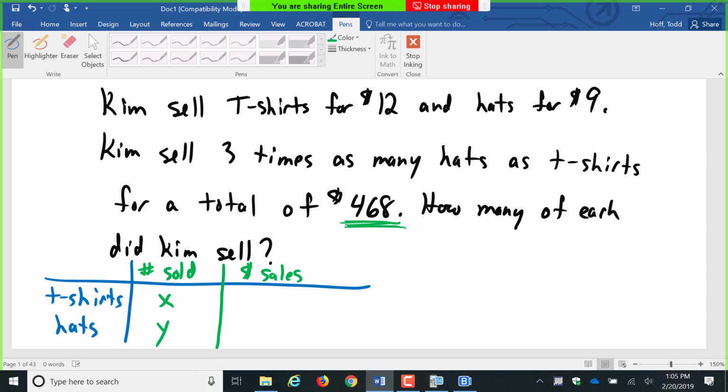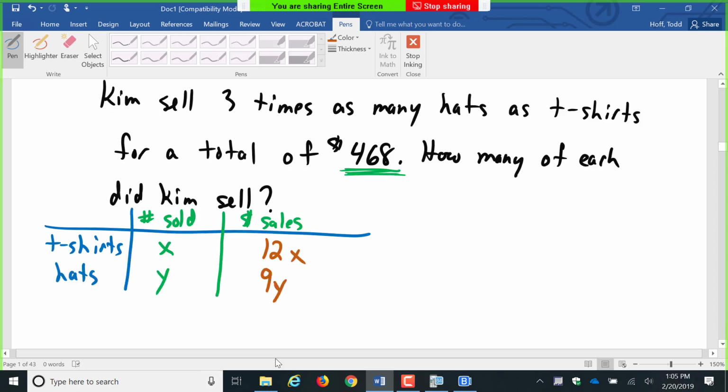So we need to work with that number. Revenue, total dollar sales, is the price times the number sold. What's the price of the t-shirts? $12, and there were X sold. So 12 times X, or 12X, is the dollar sales from t-shirts. What's it going to be for hats? $9 per hat, so 9Y, 9 times Y, is the dollar sales from hats.